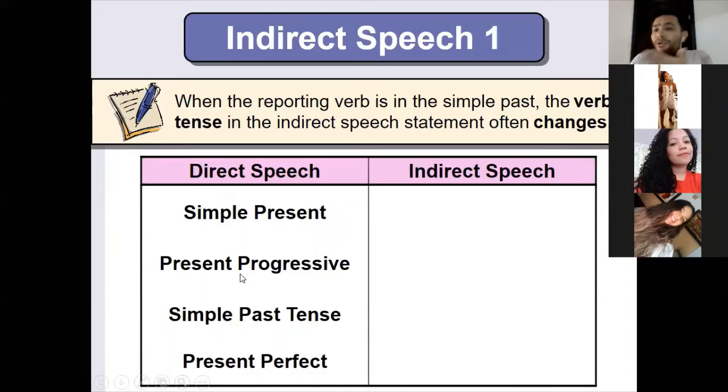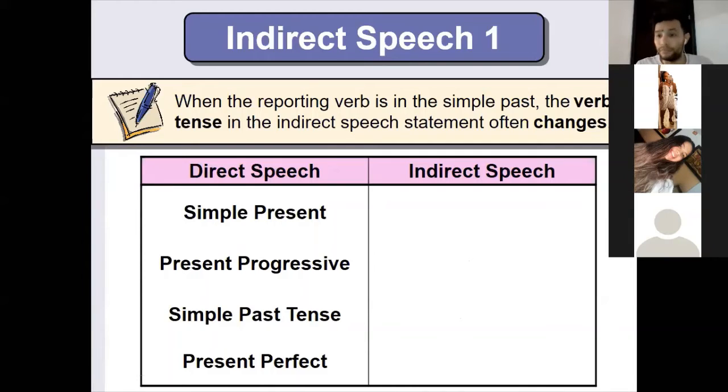If I have present progressive, what happens in the reported speech? Past progressive. Excellent. If I have past simple, what happens in the reported speech? Past perfect. Great. And what happens if I use present perfect? What do I have to use? Past perfect, right?